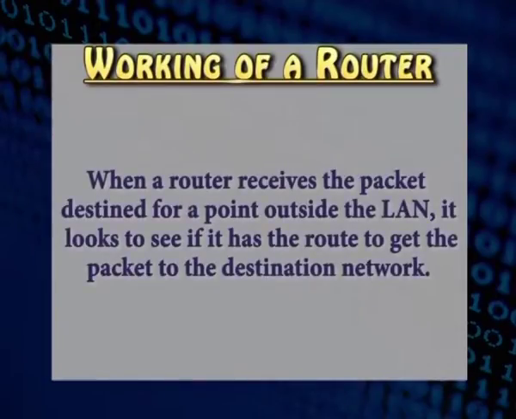When a router receives a packet destined for a point outside the LAN, it looks to see if it has the route to get the packet to the destination network. If it does, it will send the packet to the next point. The router forwards packets to their destination at the least possible cost. The cost with respect to the router is measured in hops.